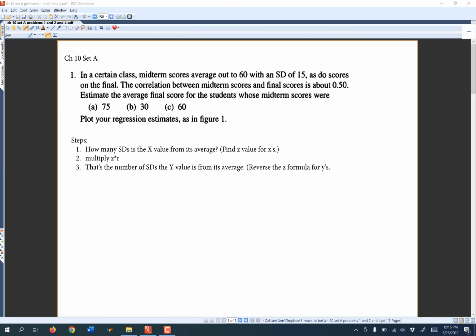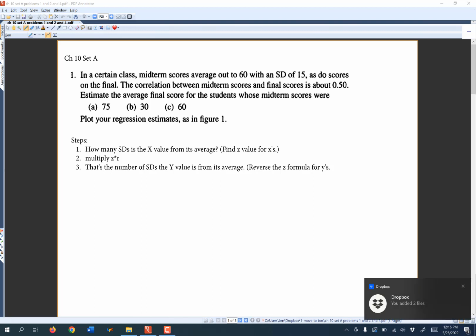This is Chapter 10, Set A. It tells us we have a certain class. We have midterm scores that have an average of 60 and SD of 15. And this problem is very confusing because it says the final scores are exactly the same. Kind of a pain. The correlation between the midterm scores and final scores is about 0.5. Let's estimate the average final score for students who have these different midterm scores.